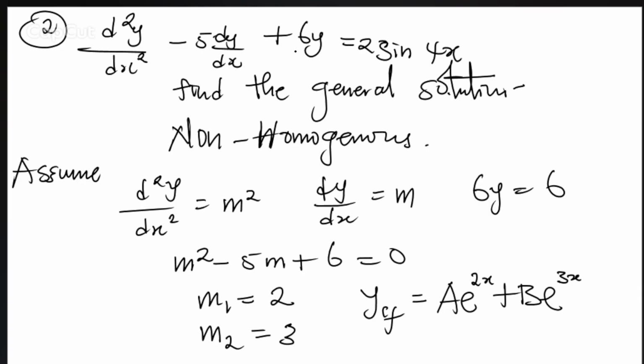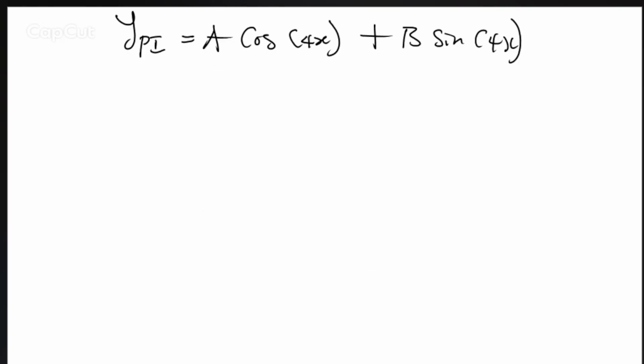Are we together? And remember, our equation was non-homogeneous, and the right-hand side was 2 sin 4x. So since our interest is 4x, we are going to introduce an equation for your particular integral that will have a trig function with respect to 4x. That was why we introduced this particular integral equation to be A cos 4x + B sin 4x. Are we together?